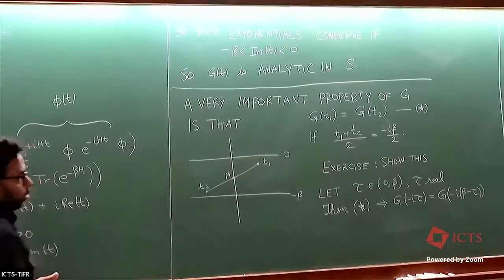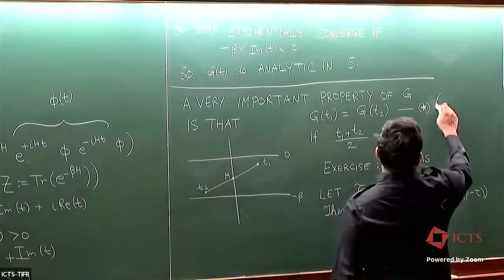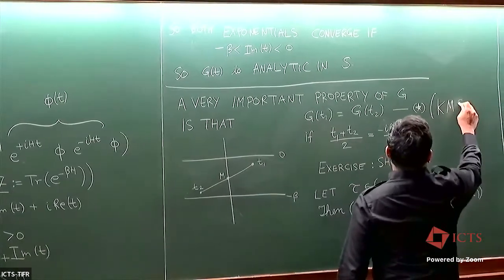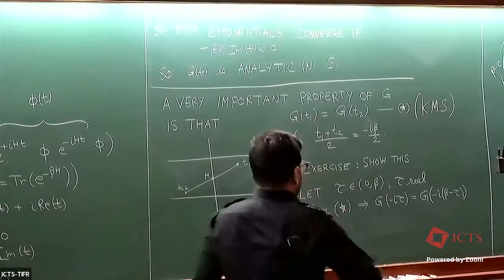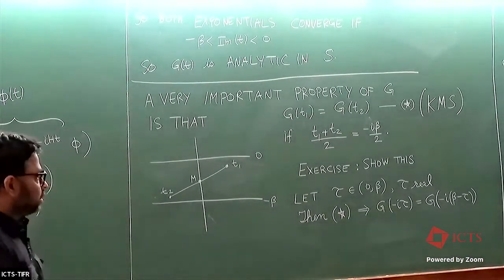At some point, you need to use the cyclicity of the trace. So this property is very important. It's called the KMS property. And at some point, you'll also have to use the fact that we picked identical operators, real operators.